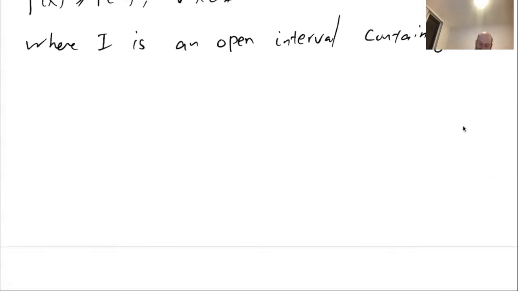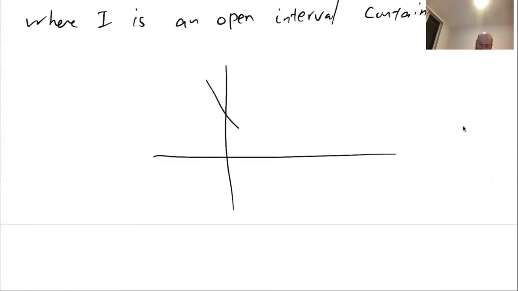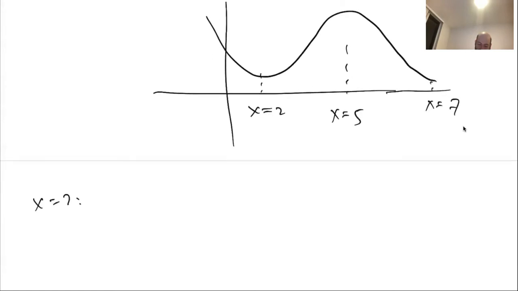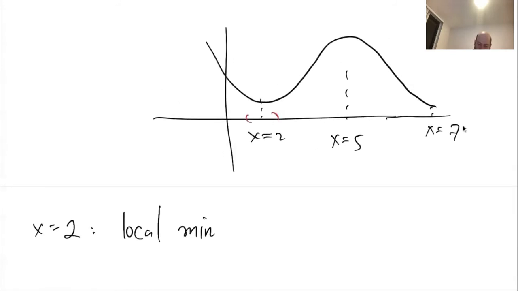Okay, so here, for example, look at this. So this is, let's say, x equals 2. Let's say this is x equals 5. And let's say this is x equals 7. So here x equals 2 is a local minimum. Why? Because I can consider an open interval containing this point, so this could be my interval I, and f of 2 is less than or equal to f of x for every x in I. Among all the points in the interval I, f of 2 is the smallest output.